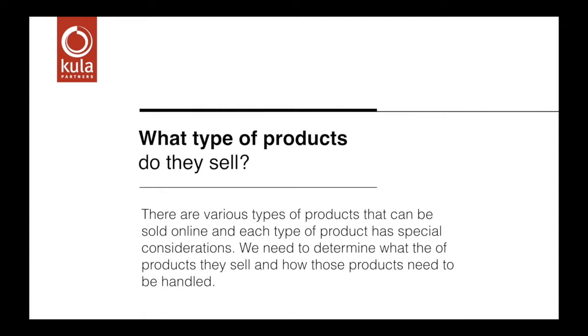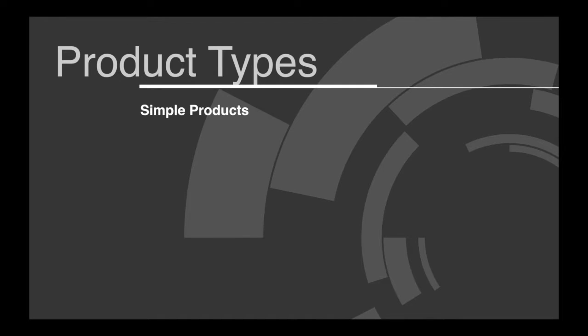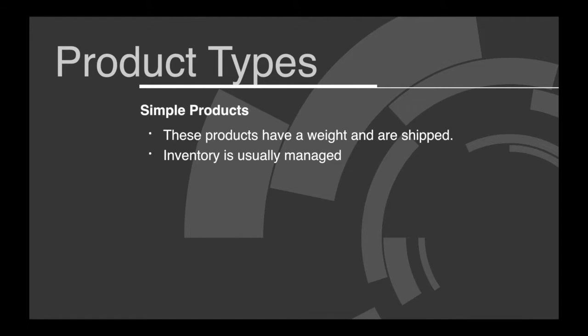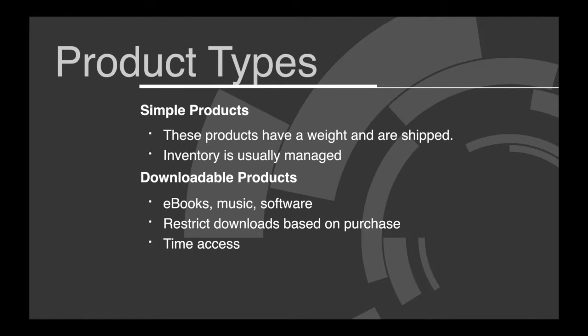You also need to consider what types of products they're selling. These might be simple products. Those are products that have a weight. The inventory is usually managed and these are shipped. Or it could be downloadable products like software or ebooks. With downloadable products, the downloads are often restricted. You cannot download the product until you purchase it. And there might be a time restriction. With software, perhaps you can only download the product for a year after purchase.